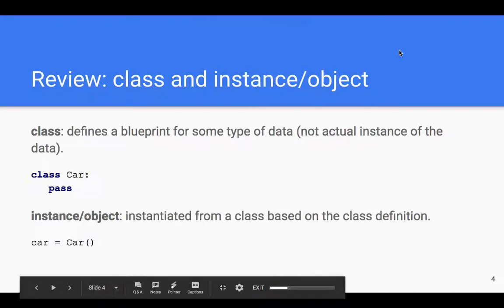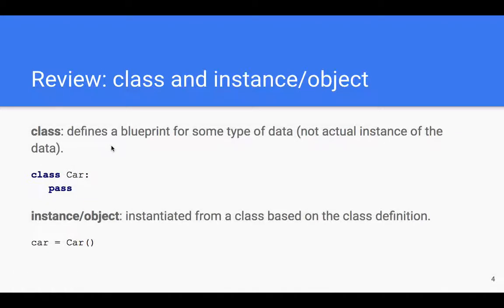So the first thing is about class and instance, or objects. A class defines a blueprint for some type of data. This is not the data itself. If we have a car class, we do not have a car yet. That's when the instance or object comes in. An instance of a class is instantiated based on its definition, based on the blueprint.